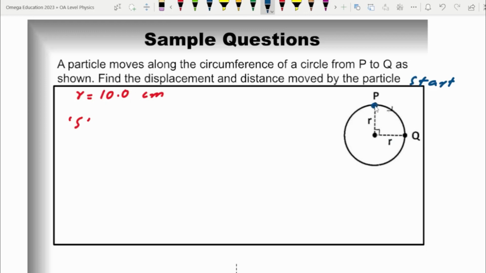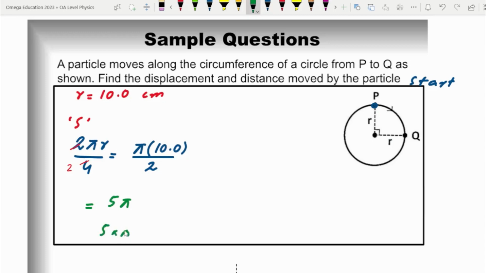Now let's say the object had moved a complete circle, then how much distance would the object have covered? It would have covered a distance equal to the circumference of the circle, 2 pi r. From point P back to point P, the arc length in that case would be the circumference of the circle, which is 2 pi r. But since the object has moved only a quarter of a circle, you can hit it on the calculator: pi times the radius divided by 2. After simplification, this cancels away, and then you hit it on the calculator, you get 5 pi. Then you can add the value of pi. Just press the pi symbol on the calculator, press the equals sign, and you'll get the answer in centimeters.